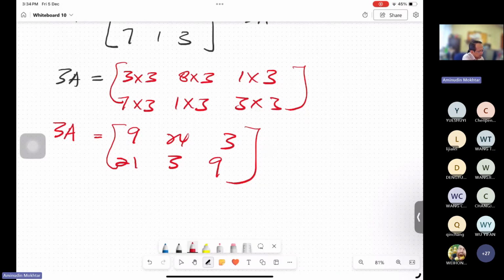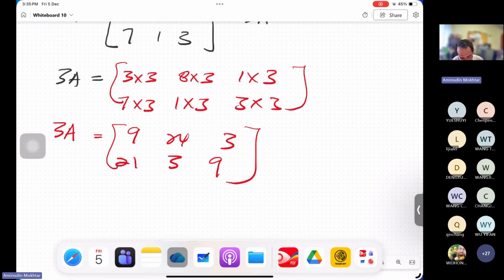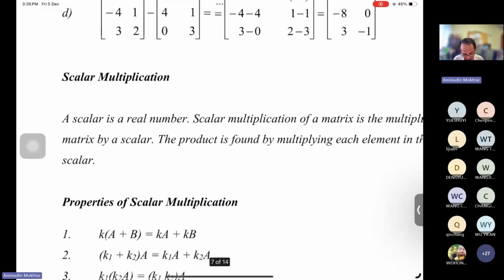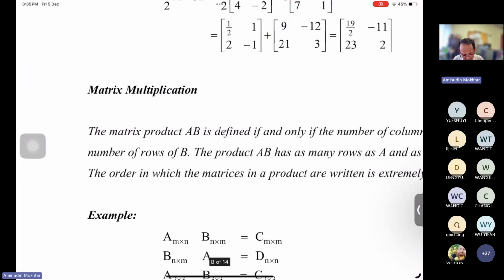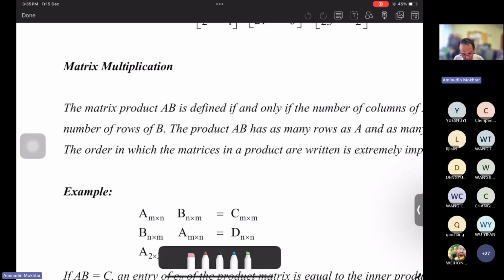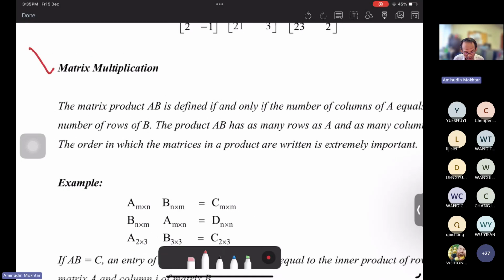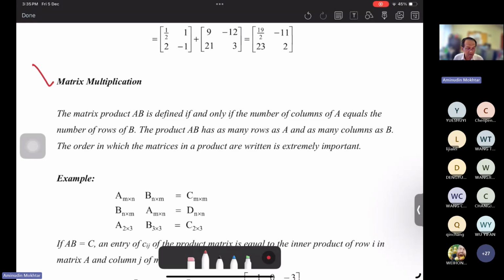Okay, that covers matrix addition and matrix subtraction. The next one is matrix multiplication. This is very important, very crucial in this topic. Normally, we apply this concept more in applications, especially in application of matrices in economics and business. How do we perform matrix multiplication? How do we calculate it?